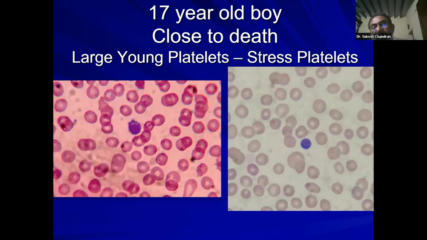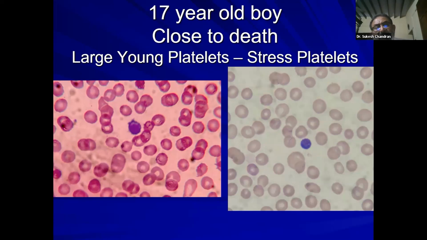So I called my anesthetist friend, ICU friend. I said that your son has got stress platelets. So he said, what do you mean by stress platelet? I said, basically they indicate that the platelet count will come up any time from now. How soon? I said, maybe 6 hours. I don't know why I said 6 hours. So, okay, we'll check the platelet count after 6 hours.